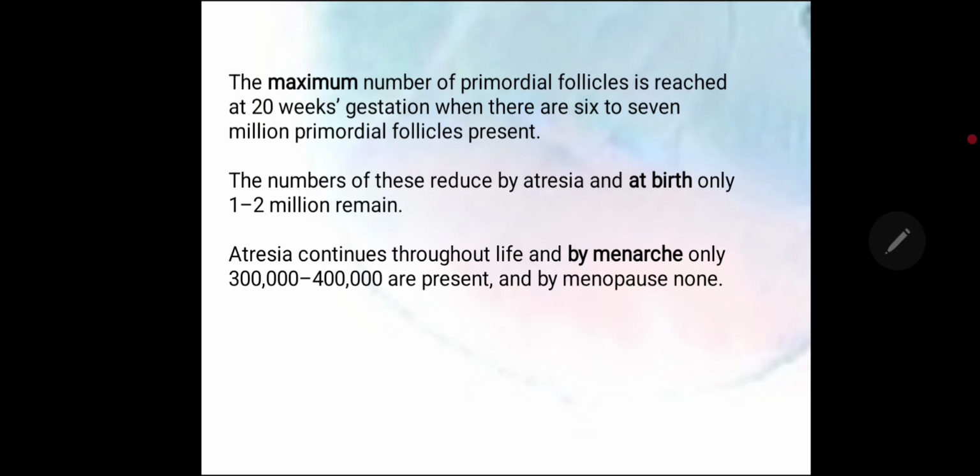As we say, the primordial follicle replicates by mitosis up to 20 weeks of gestational age to increase their number. So at that gestation, there is a maximum number of 6 to 7 million primordial follicles. From 6 to 7 million at the 5th month, at birth it's only 1 to 2 million. This atresia continues throughout life, and by menarche at puberty only 300 to 400,000 are present, and at menopause, which is around 50 years of age, there are none.